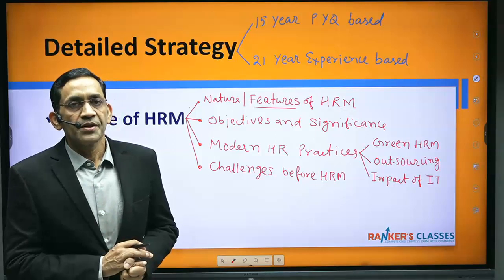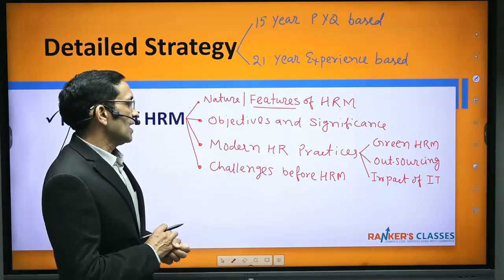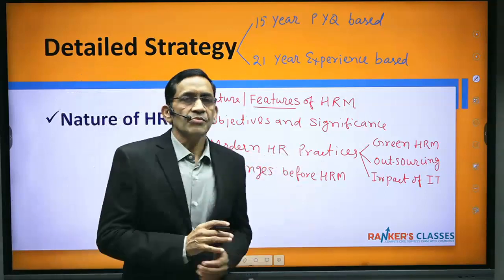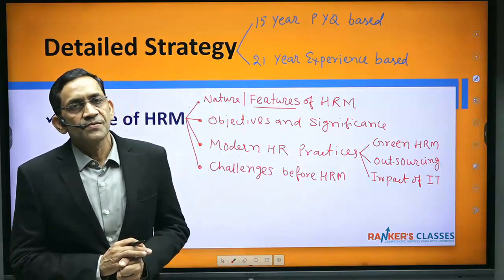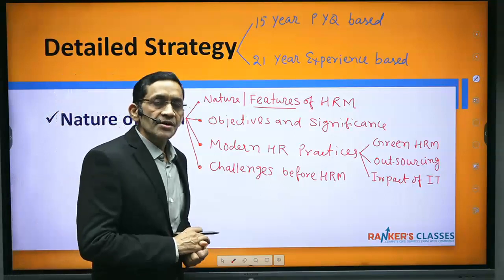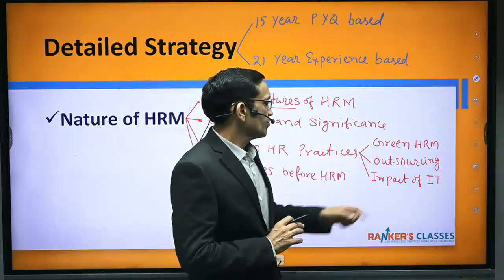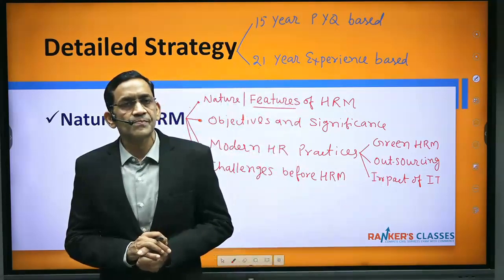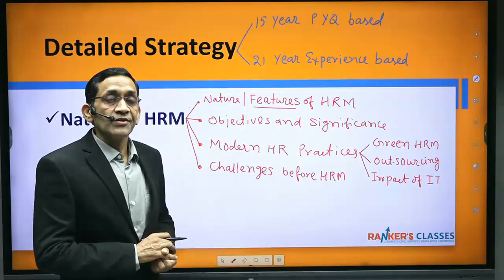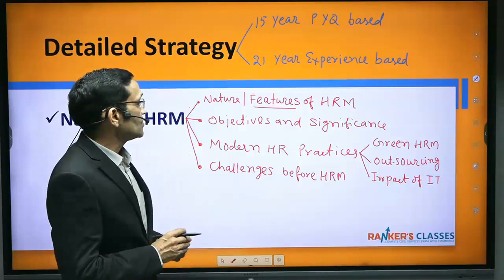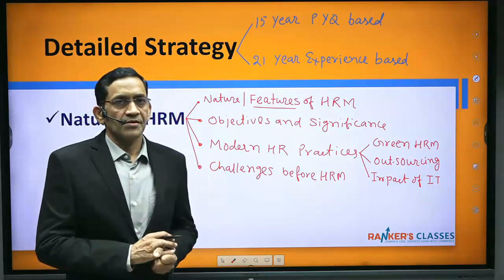Give your review point. Here you have to write importance of HRM, significance of HRM, and modern HR practices, because working of the organizations is affected by working of HR departments. So UPSC has been asking impact related questions on HRM, for example, on green HRM, outsourcing of HR activities, impact of IT on organizations, impact of IT on HR functions. So that should be done. These are the modern HR practices. Challenges before HRM are equally important. So this is the first chapter.